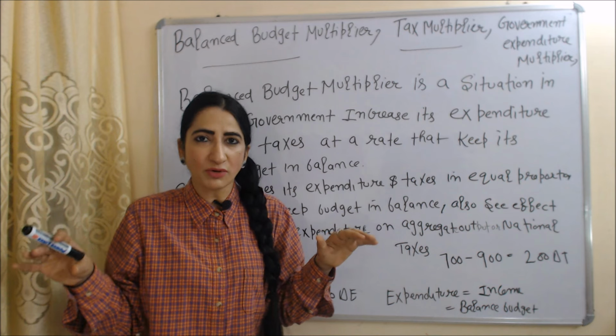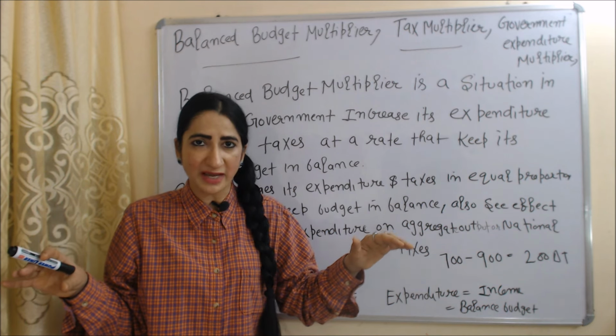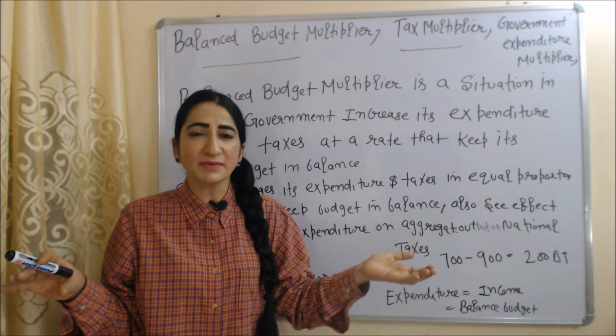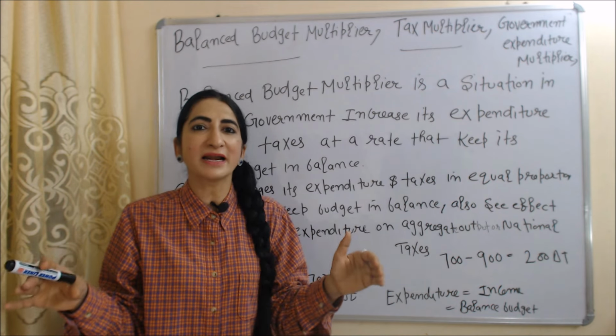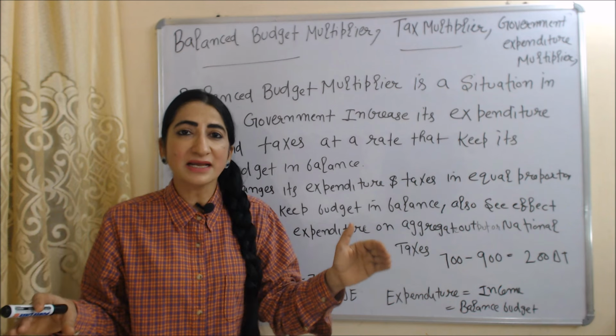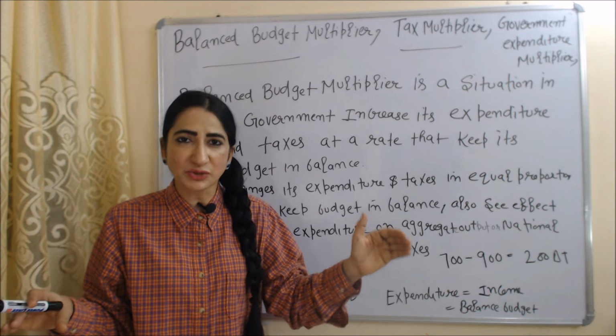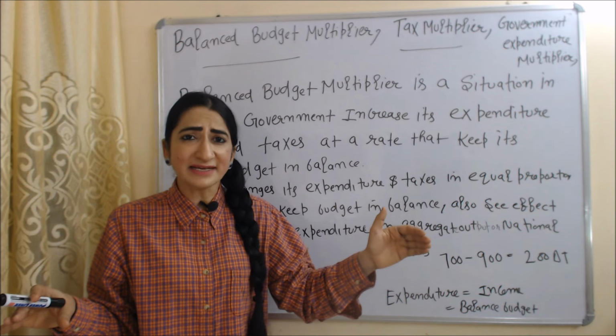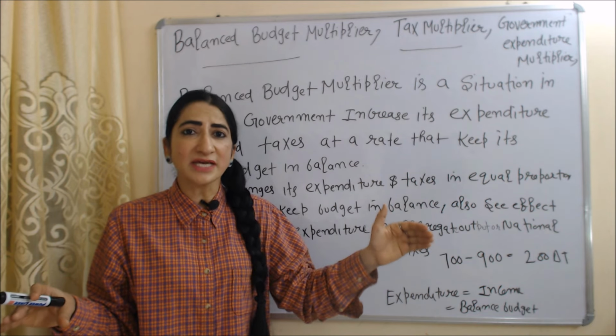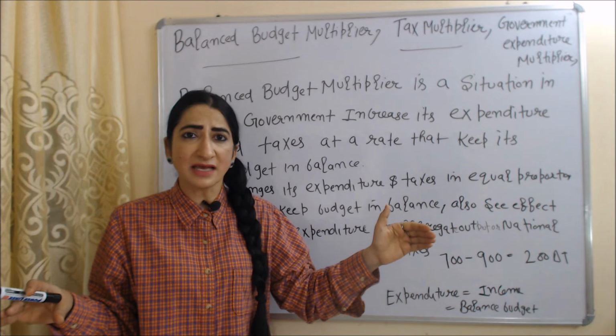Today we are going to talk about balanced budget multiplier, tax multiplier and government expenditure multiplier. First of all, we are going to talk about balanced budget multiplier. Balanced budget multiplier is a situation in which government increases its expenditure and taxes at such a rate so that it can keep its budget in balance.